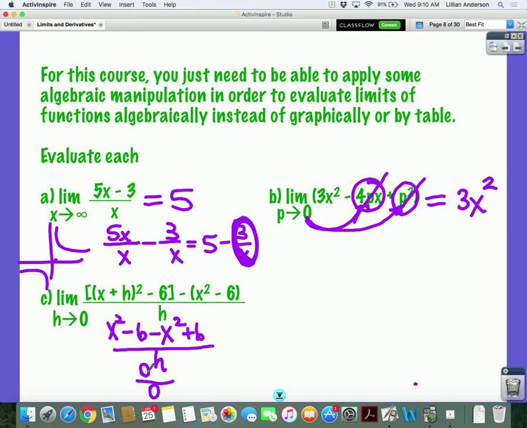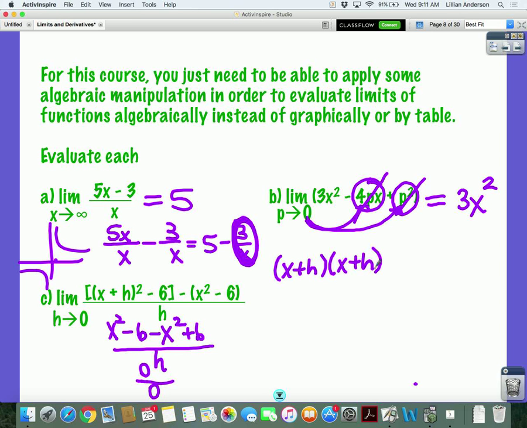Now the reason why I wanted to show you guys this is because if you do it algebraically and you end up with 0 over 0, that actually means that you can simplify your original function and try again. Okay? So if you get 0 over 0 whenever you're doing the direct substitution method, that means you can simplify your original function and then try again. So let's simplify this. x plus h squared means to do what? Foil. So you have to do x plus h times x plus h.